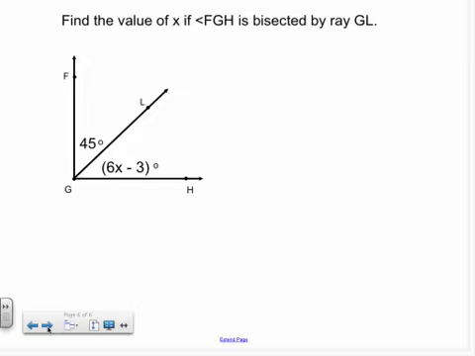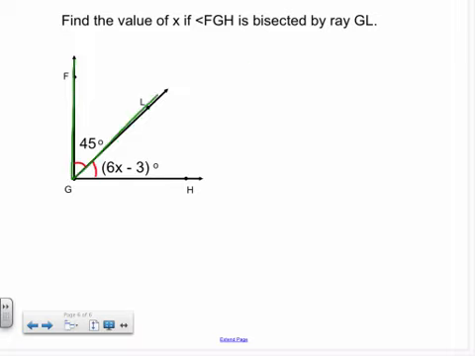In this problem, we're asked to find the value of x if angle FGH is bisected by ray GL. Now they've conveniently drawn us a picture for this one already, which is pretty nice. So we can see that we've got angle FGH, and we can see its bisector, ray GL. So we know from that angle FGL is congruent to angle LGH, so we'll still mark those on there.